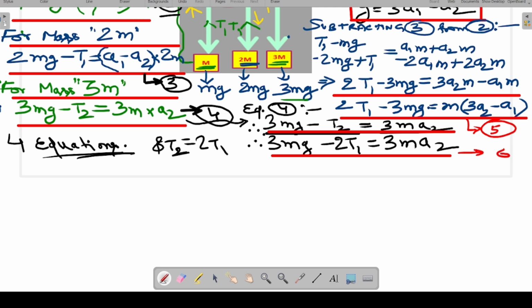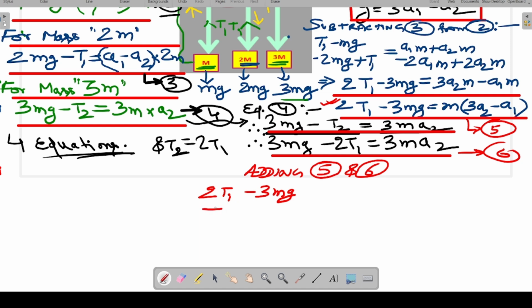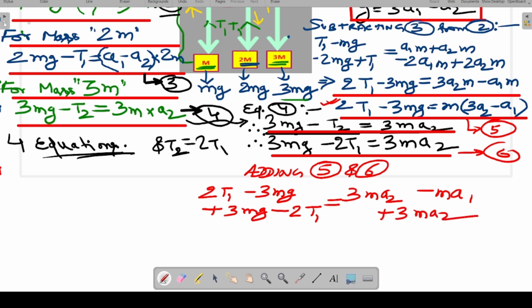When we add equation number 5 and equation number 6, that is the LHS of equation 5 to the LHS of equation 6 and the RHS of equation 5 with the RHS of equation 6, we have 2T1 minus 3mg plus 3mg minus 2 times T1 is equal to 3ma2 minus ma1 plus 3ma2, right. Here 2T1 is cancelled out in the LHS, and 3mg is also cancelled out. So in the LHS we have 0, and in the RHS we have 6ma2 minus ma1. Just bring minus ma1 from the RHS to the LHS and cancel the m component on both sides.